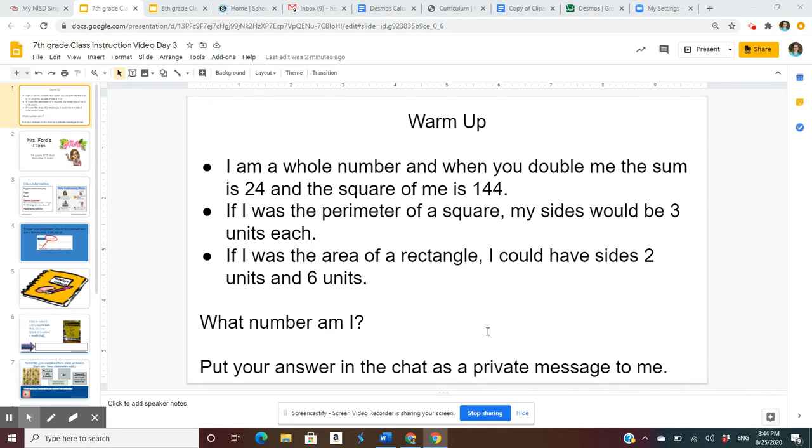Your warm up for the day is using, manipulating, and finding a number. Here are your clues. I am a whole number, and when you double me, the sum is 24, and the square of me is 144. If I was the perimeter of a square, my sides would be 3 units each. If I was the area of a rectangle, I could have sides 2 units and 6 units. What number am I?